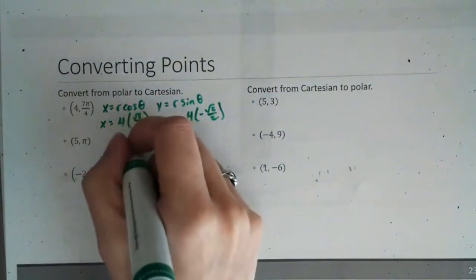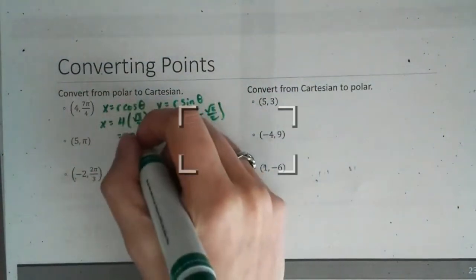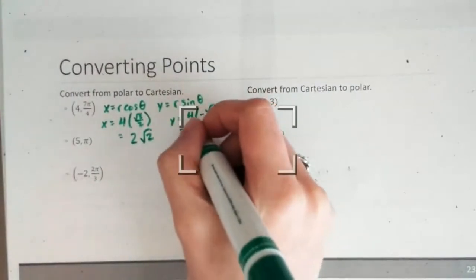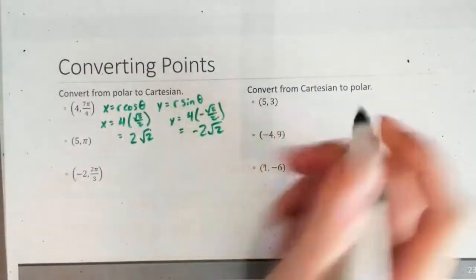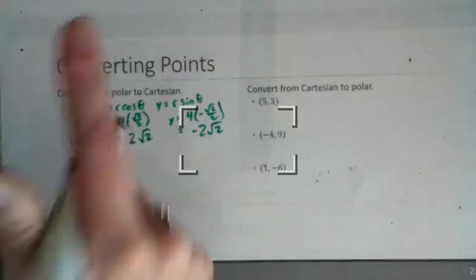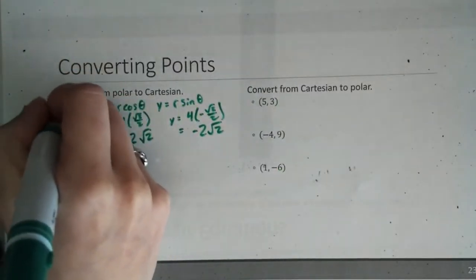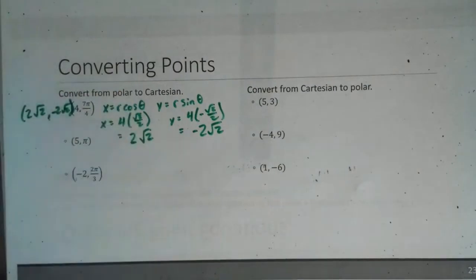That means our x value is 2 times the square root of 2, which is the simplified version. Our y value is negative 2 square root of 2. So in the Cartesian coordinate system, this point is 2 square root 2, negative 2 square root 2.